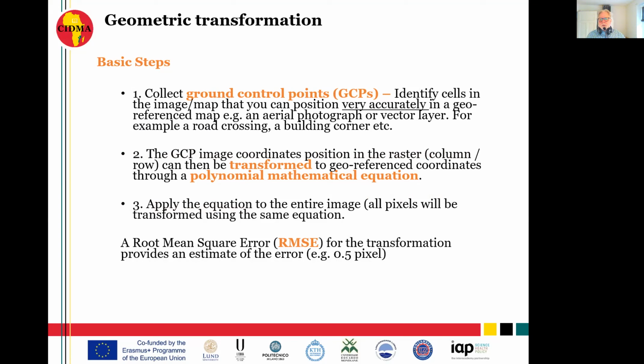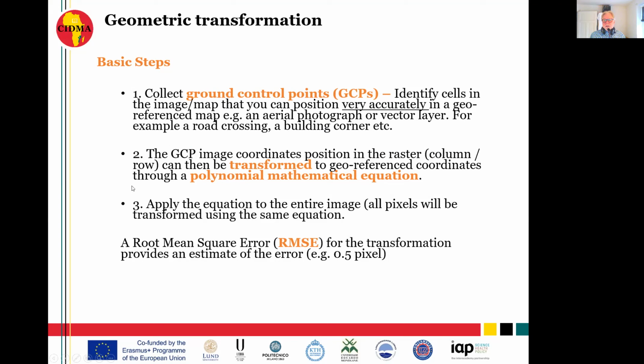And it's of course important that we find very, very distinct positions. For instance, a road crossing, we should be able to find in the satellite data and also in the vector data where we have the coordinates. A building corner, for instance, because this transformation needs to be as good as possible, of course. Otherwise, I introduce errors in my satellite data.